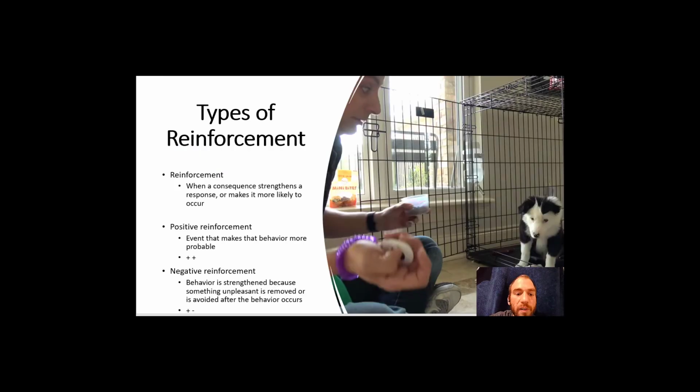Okay, negative reinforcement. Behavior is strengthened because something unpleasant is removed or avoided after the behavior occurs. So say I'm dying to have the new Burger King spicy chicken sandwich, and I gotta have like three of these things, or we'll be reasonable, I'll have two of these in one sitting. Well, I know if I eat these, I'm gonna have really bad heartburn, right?